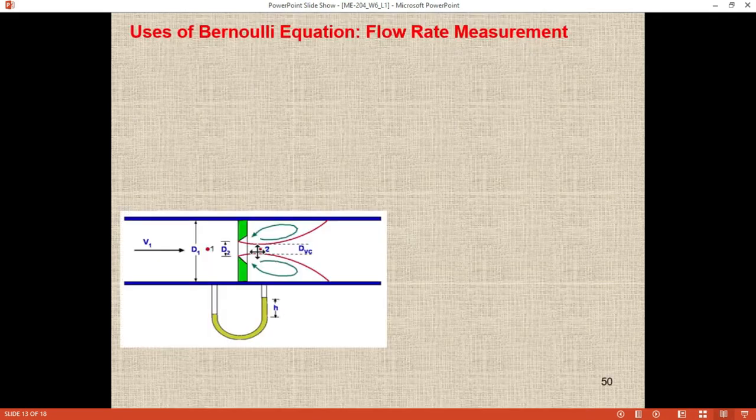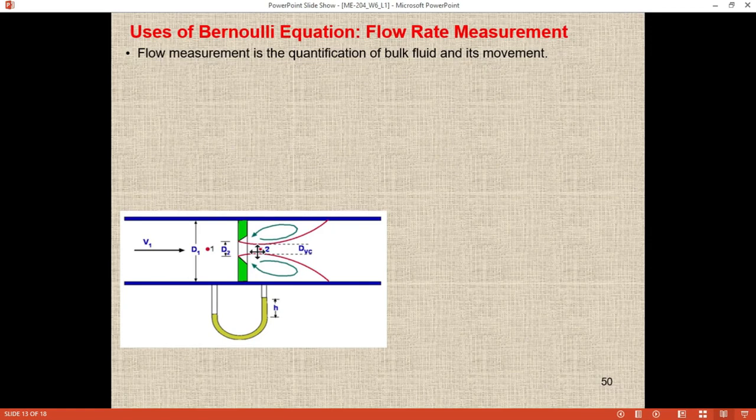So let's move on to the important topic, which is the use of the Bernoulli equation in flow rate measurement. So why do we measure the flow rate? Why is it important? We measure the flow rate for the quantification of bulk fluid and its movement. So we need to know how much fluid we have transferred from one point to another point, how much fluid we have stored.